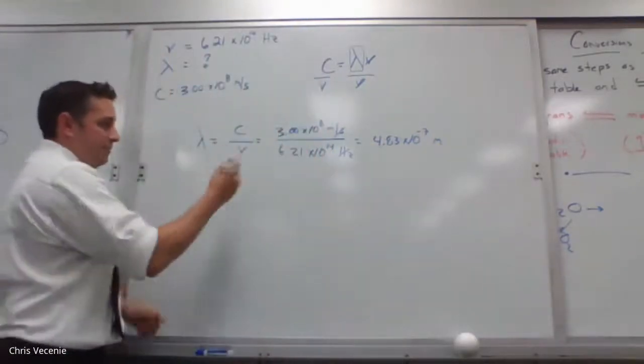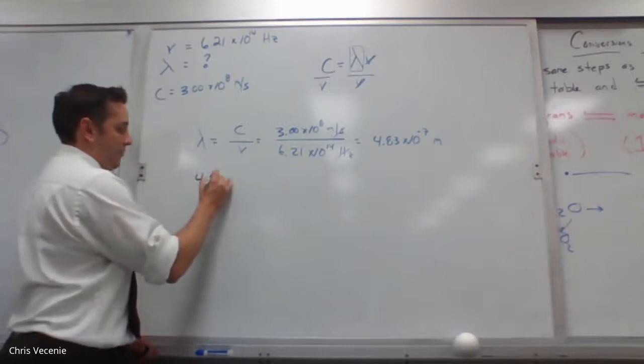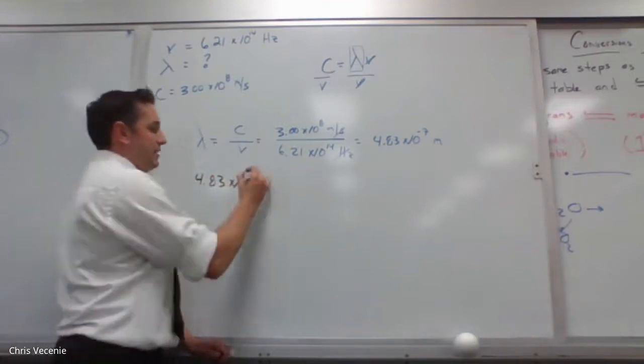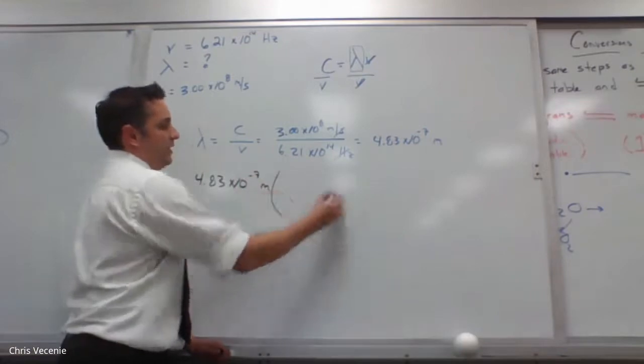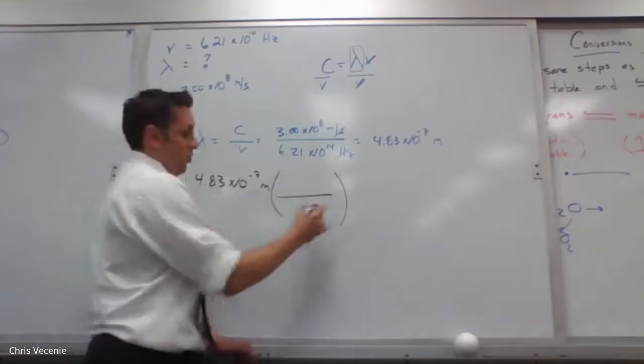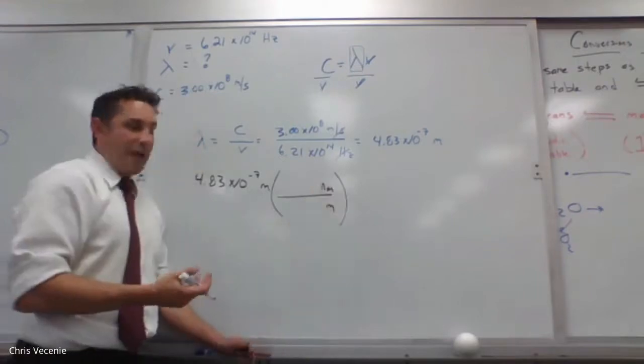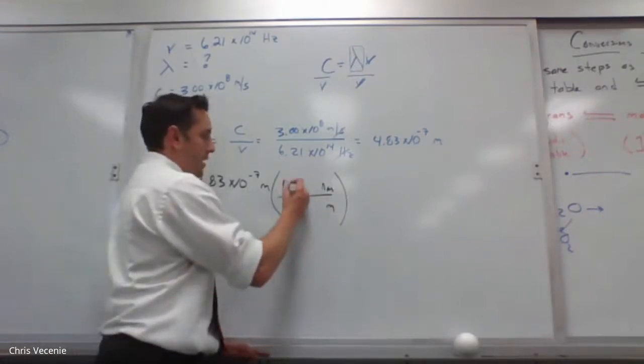So we've done these before. I just want you to understand that's why I'm doing this. We have to convert the 4.83 times 10 to the negative 7th meters into nanometers so we can use our chart. So meters to nanometers. This is written on the sideboard, but this is one you don't need to memorize.